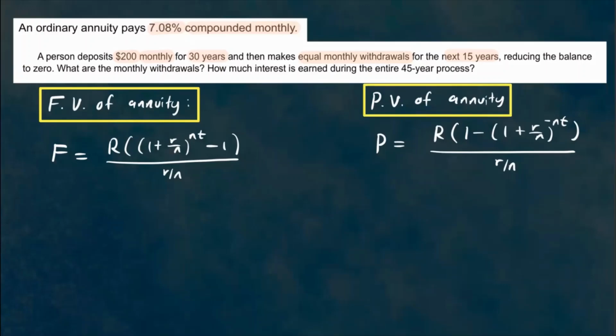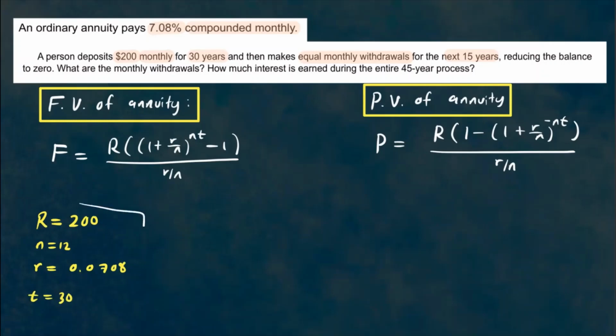So first thing we want to consider is the future value of this annuity. We're going to be depositing $200 monthly. So R is your constant deposit. This is $200 monthly, which makes our little n value 12, since the interest will also be compounded monthly. And the rate that we're going to be getting is 0.0708. Again, convert the percentage into decimal, and this is going to be on for 30 years. So I have everything given. We can find the future value. Let's hold on to this on the side.